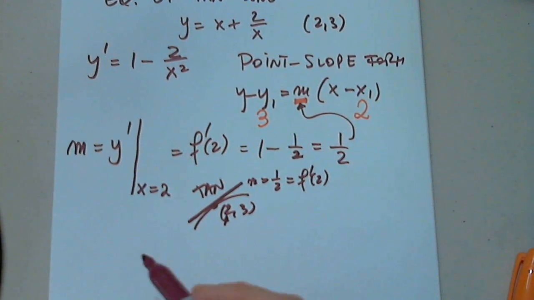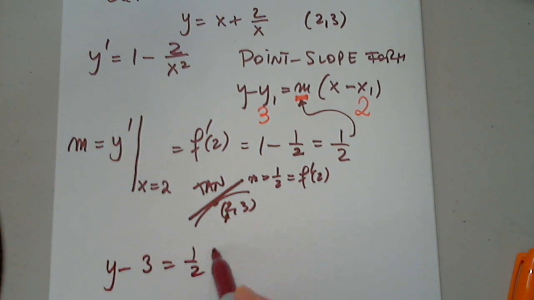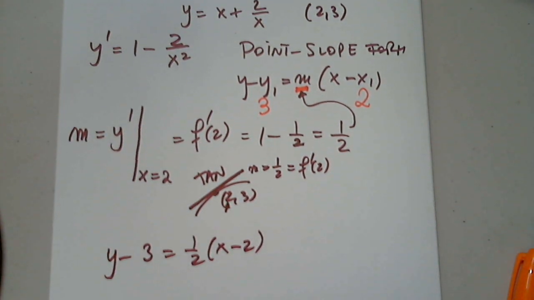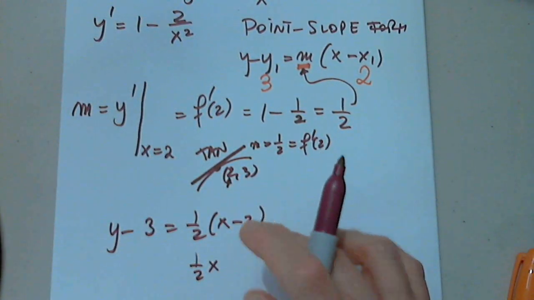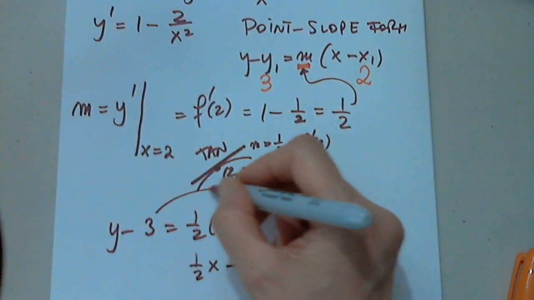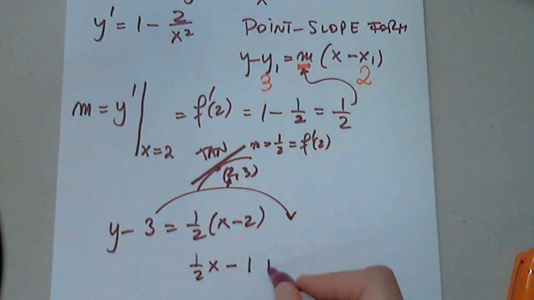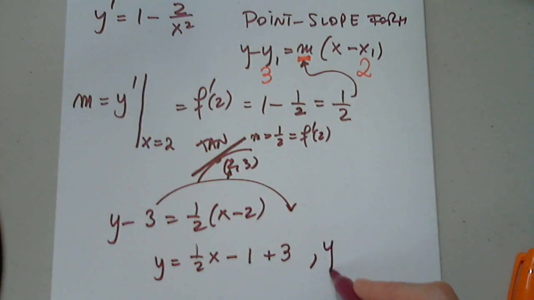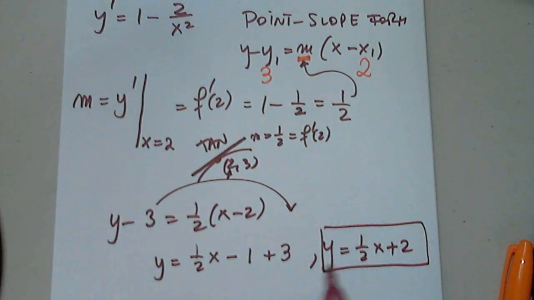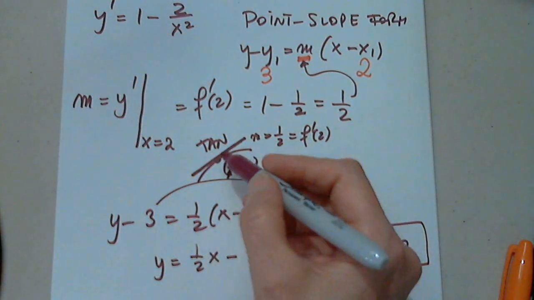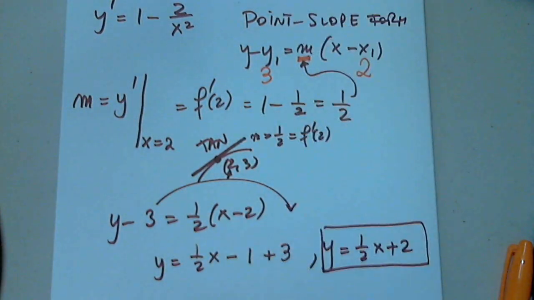All I have to do is just rewrite y minus 3 equals 1/2 times x minus 2. I have to distribute. So I have 1/2 x, 1/2 times negative 2 is negative 1. And I have to bring 3. It was negative. I'm adding it. So then the equation of the tangent line is y equals 1/2 x plus 2. The slope of the tangent line is 1/2. The equation of the tangent line is y equals 1/2 x plus 2 at the point (2, 3) for the given function.